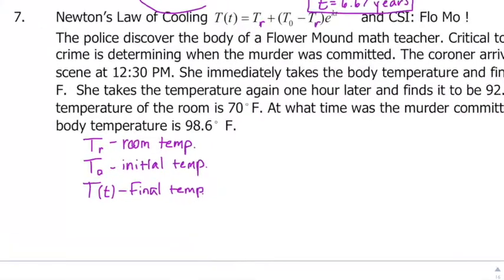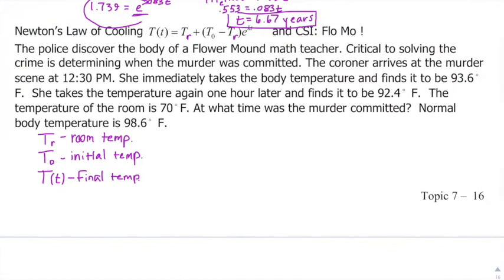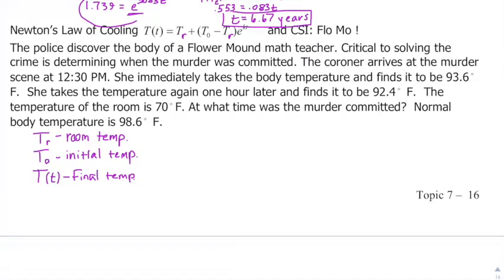So this one's a little bit of a long one here, but this is how you can use logs and stuff to figure out the time of someone's death. A lot of, I guess, police and FBI use this a lot to do this. So the police discover the body of a Flower Mound math teacher. Oh no. Critical to solving the crime is determining when the murder was committed.